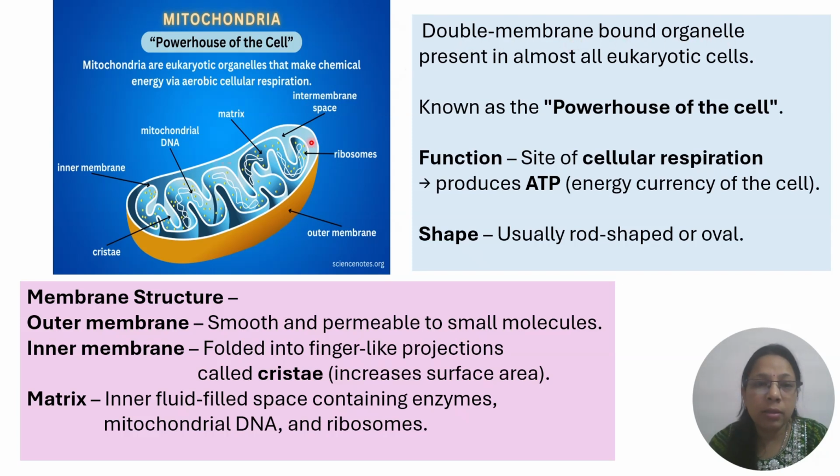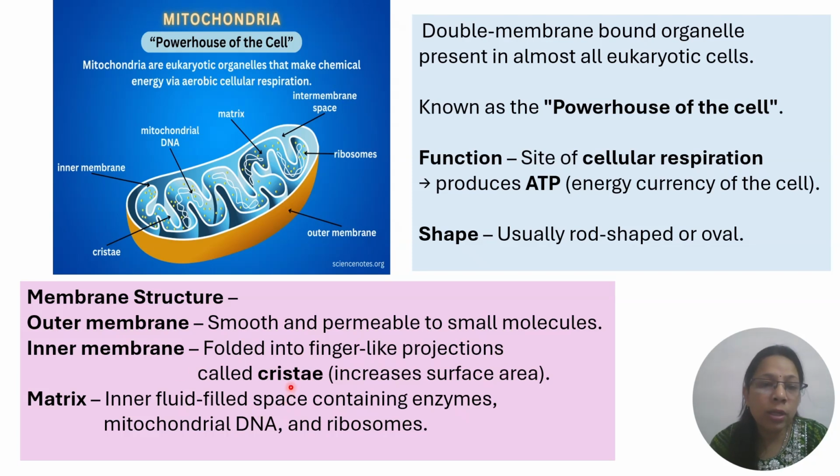Mitochondria is a double membrane bound organelle. That means one mitochondrion has a two membrane system, and its shape is usually rod shaped or oval shaped, and many times small mitochondria look like thread like structures. The outer membrane is smooth and permeable, whereas the inner membrane forms folds. These are foldings of the inner membrane, a continuous membrane, where it forms a folded structure called cristae.